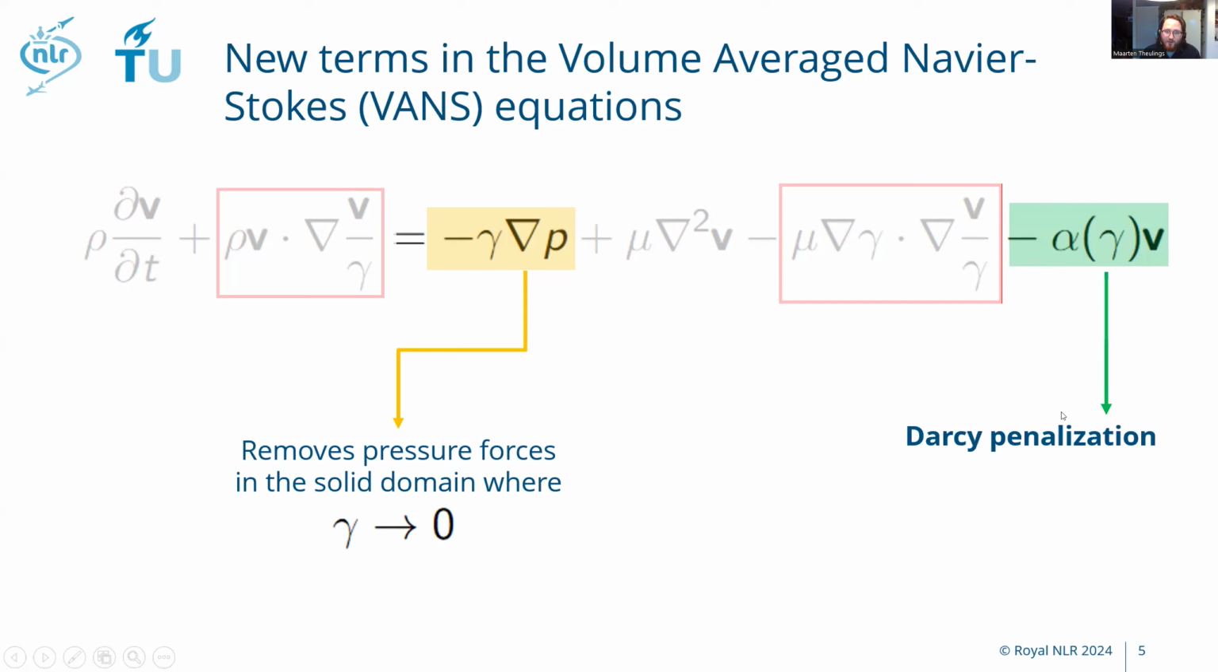So now we have another option. Normally we could increase this Darcy penalization to reduce the flow, but now we can also decrease this gamma to reduce the flow in the solid domain. And indeed, I call it the Darcy penalization because when I went through all the porous flow literature, there they call it the Darcy penalization.